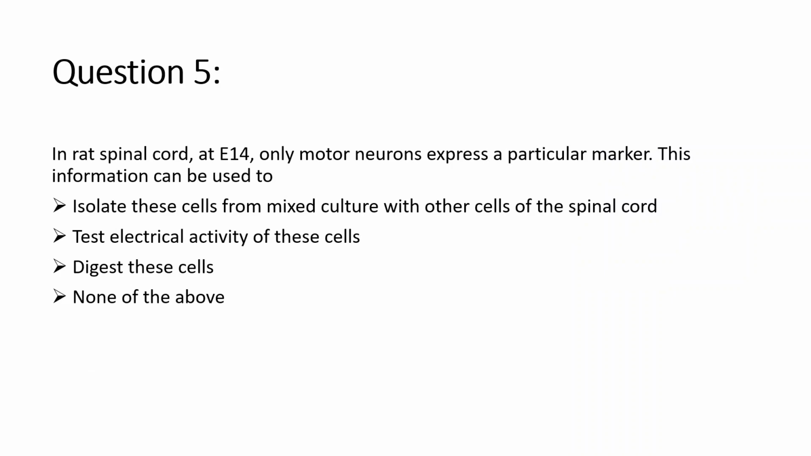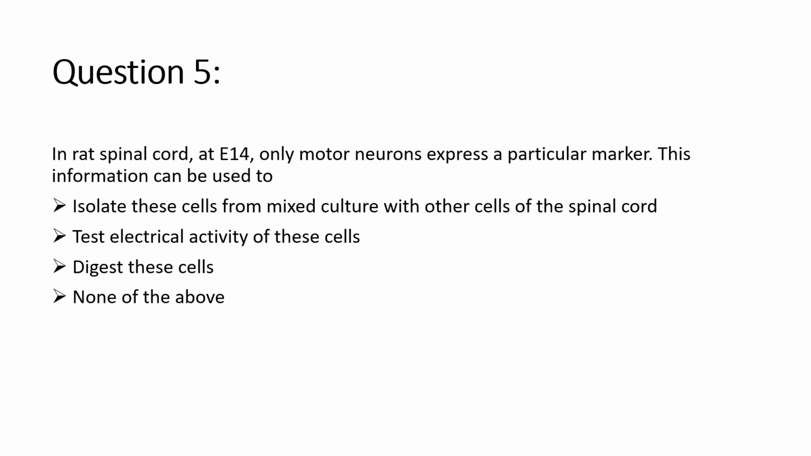Next, we have question number 5. In rat spinal cord at E14, only motor neurons express a particular marker. This information can be used to isolate the cells from mixed culture with other cells of the spinal cord, test the electrical activity of these cells, digest these cells, or none of the above.